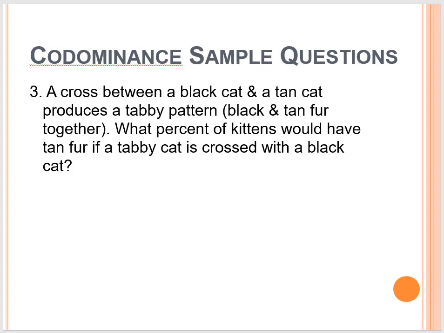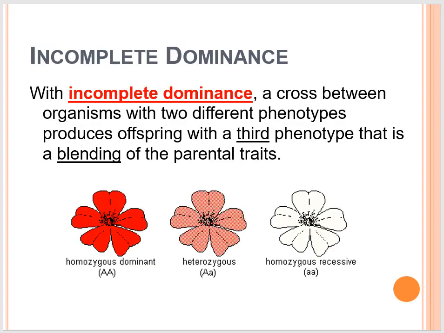All right? Does codominance make sense? Two alleles that do not want to give up their dominance, so they both happen. The second one is incomplete dominance. Incomplete is the exact opposite. So we had two that didn't want to give up their dominance. Now we have two that neither one wants to take control. This is blending. This is your red and white make pink.